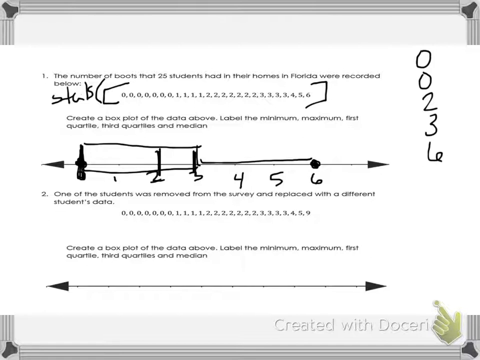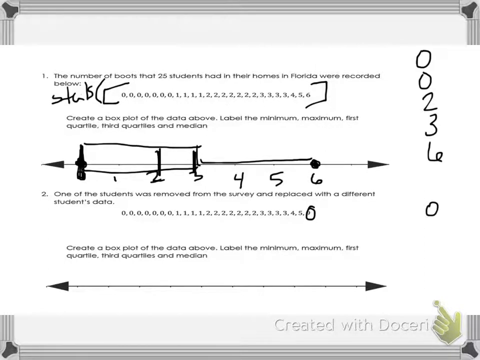It says one of the students was removed from the survey and replaced with a different student's data. So it looks like all I have to change is the 6, and I'm changing it to a 9 because I did have 4, 5, 6 here. Now I have 4, 5, 9. So I'm just going to change that number.